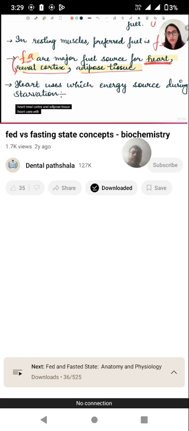Heart uses which source of energy during starvation? See, heart uses fatty acids. Heart uses fatty acid for the fed state, fatty acid for fasting, but heart uses ketone bodies for starvation. And which ketone body mainly? Acetoacetate.